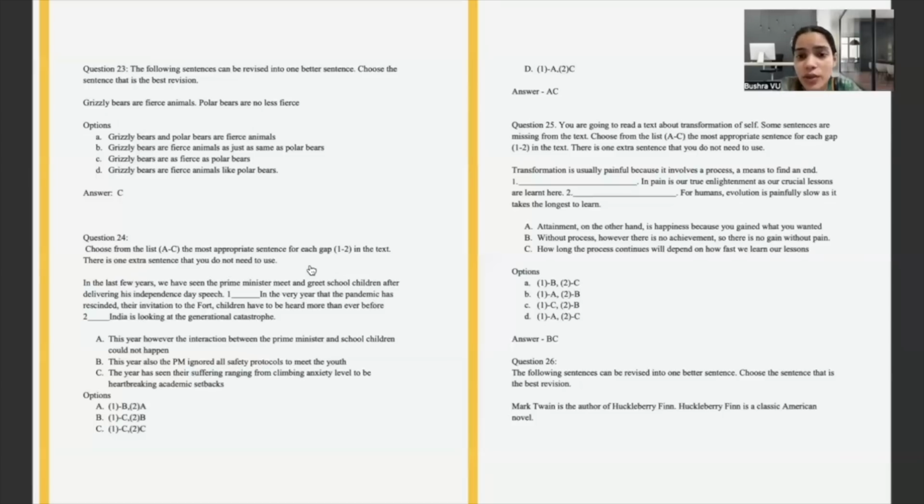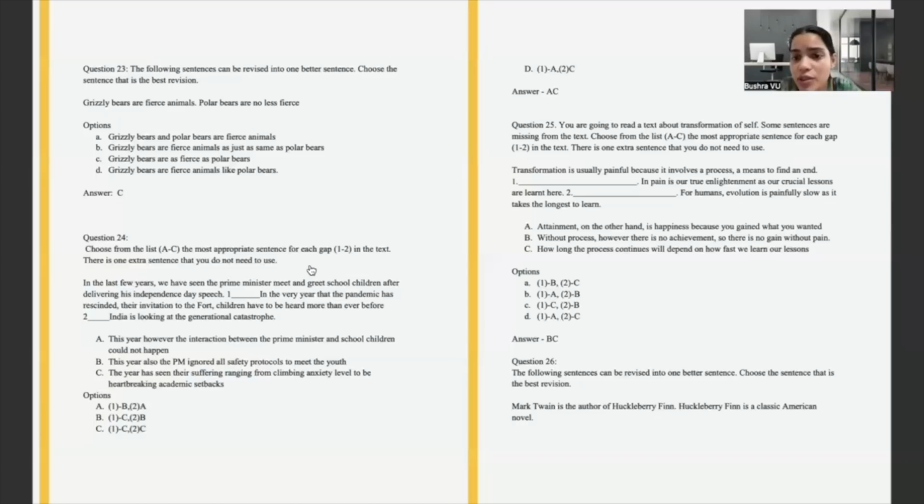Okay, let's look at question number 25. You are going to read text about transformation cells. Some sentences are missing from the text. Choose from the list A to C the most appropriate sentence for each gap. There's one extra sentence. It's the same. There are two gaps given. You have to select two sentences out of the three.